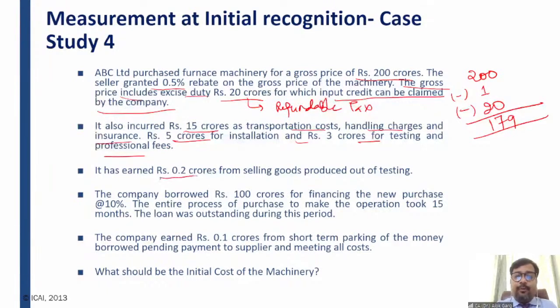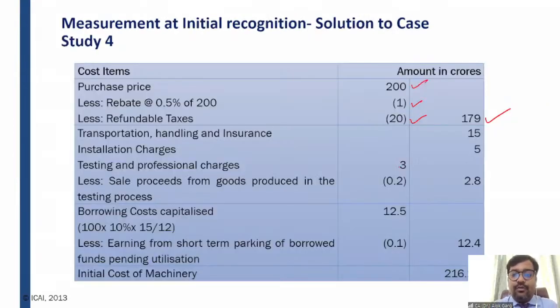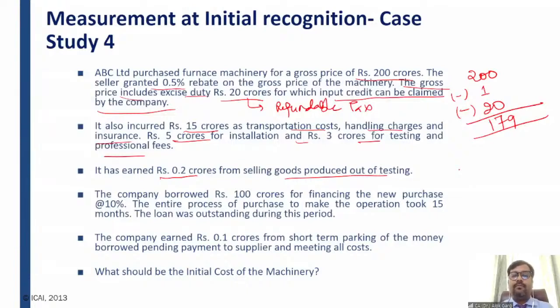And it has also earned 0.2 crores from selling goods produced out of testing. So whatever has been earned out of the trial run period has to be reduced. So 0.2 crore has to be reduced. So transportation, handling and insurance 15 crore, installation charge 5 crores, testing and professional charge 3 crores, 0.2 crore is my revenue. So 3 minus 0.2, 2.8 crore. So this has to be added to the cost of the asset, right? The company borrowed rupees 100 crores for financing the new purchase at the rate of 10%.